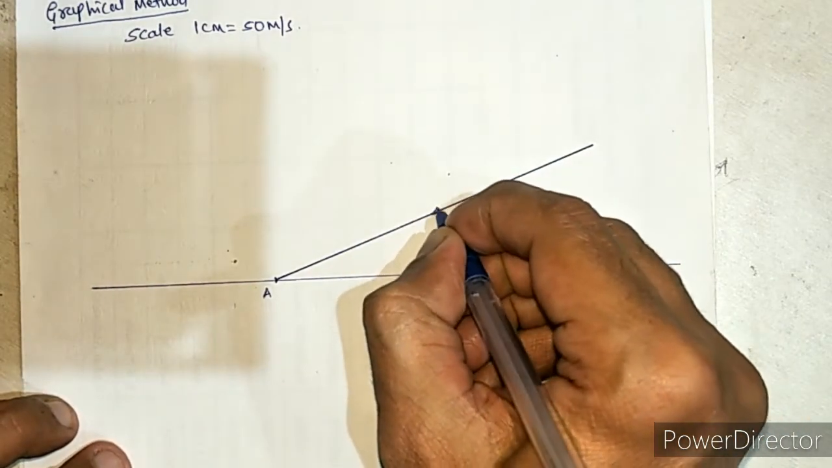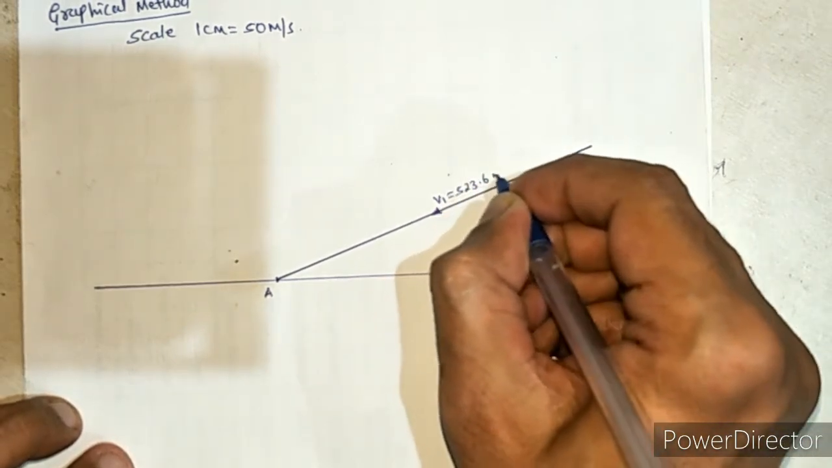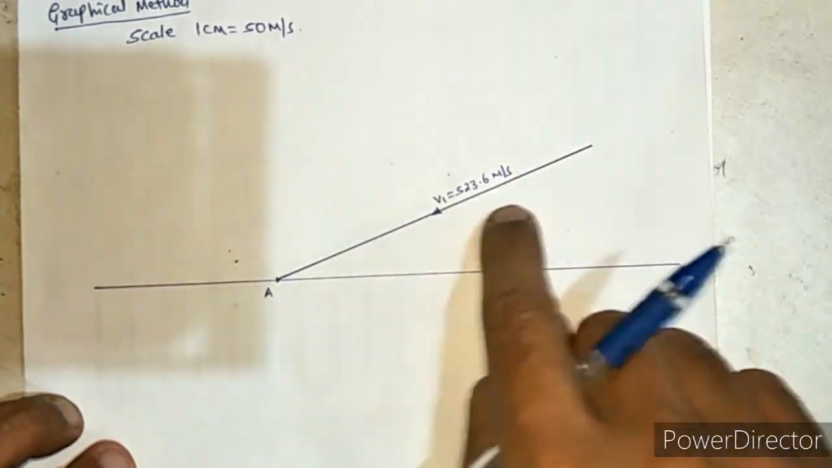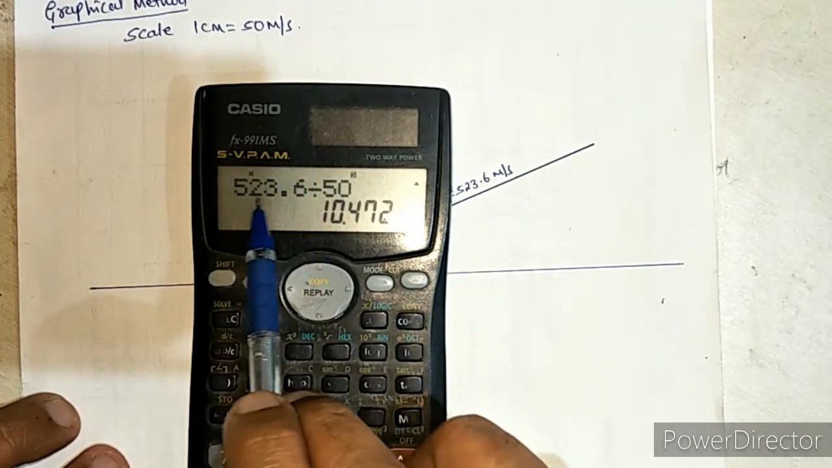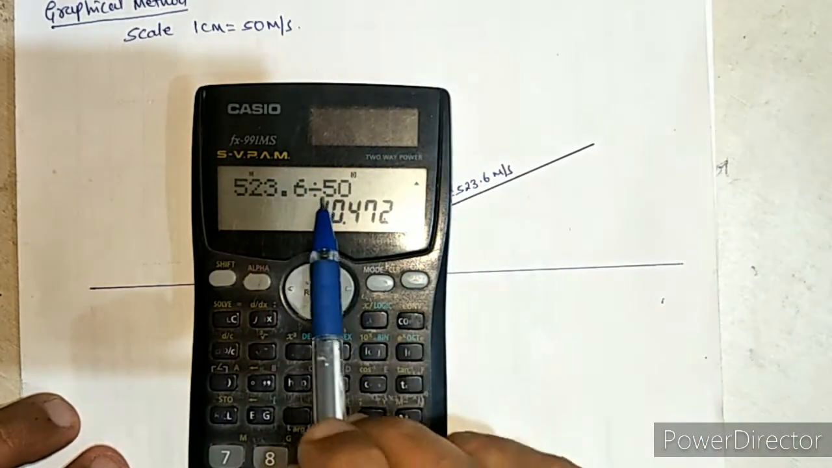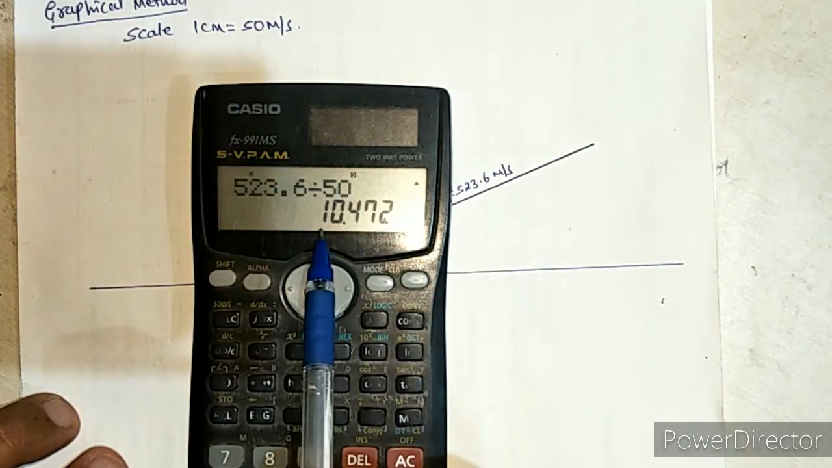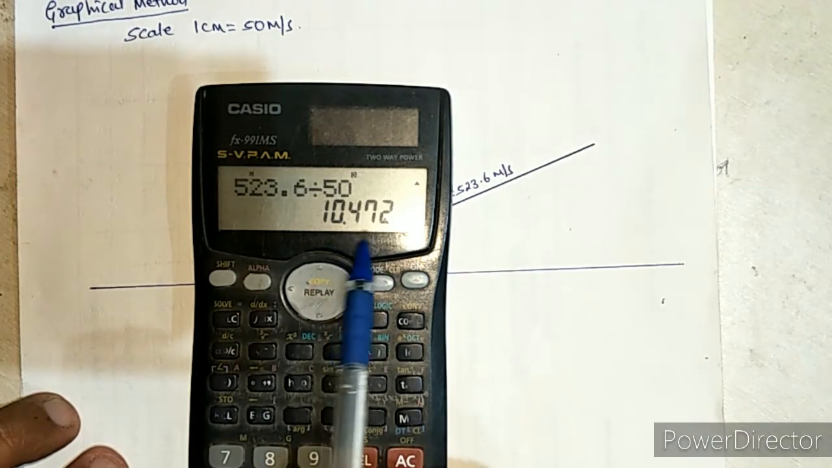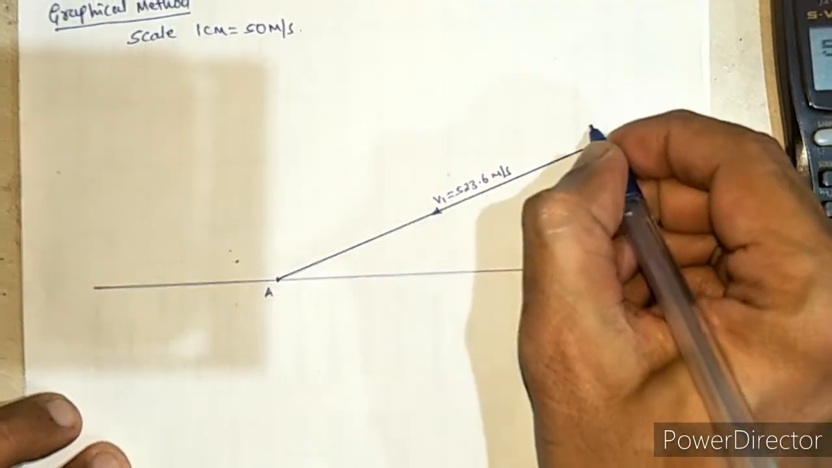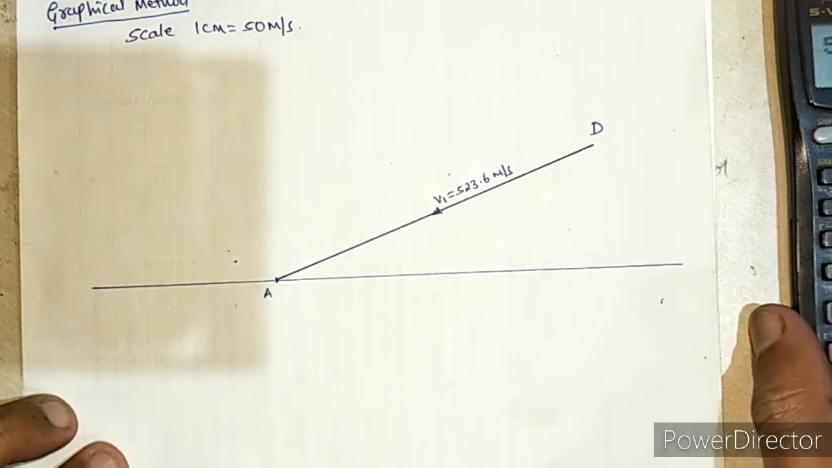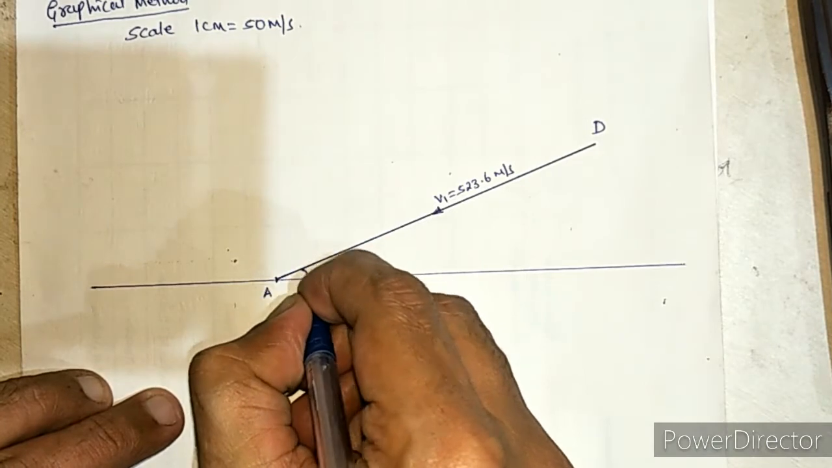So this is v1. v1 is equal to 523.6 meters per second, and its magnitude is, as you can see here, 523.6 divided by scale. Scale is 50, 1 centimeter is equal to 50 meters per second. So it will be 10.47. This is the length in centimeters of line v1. So I have drawn a line. So this is point D. The length of this AD line is 10.47 centimeters.